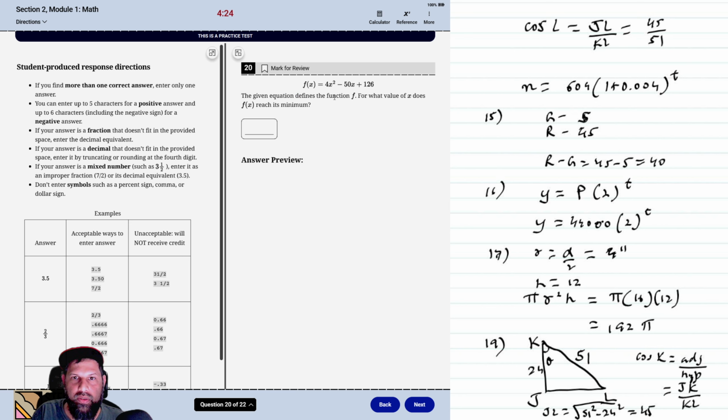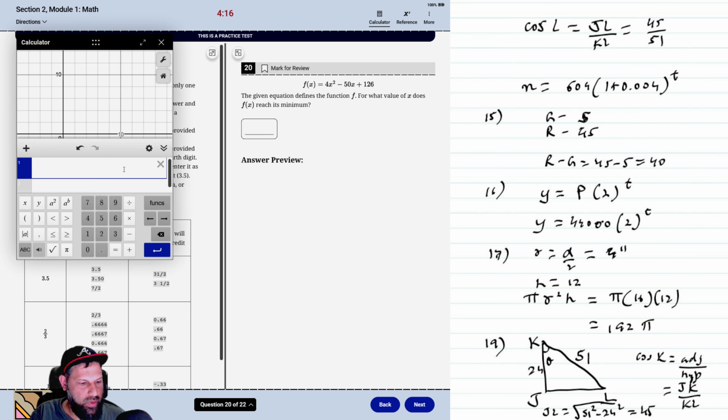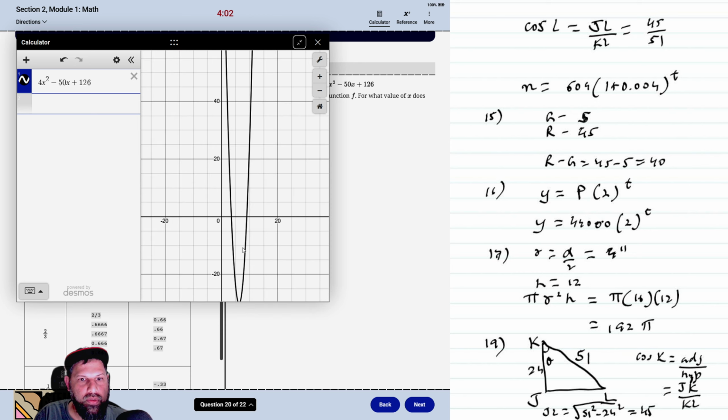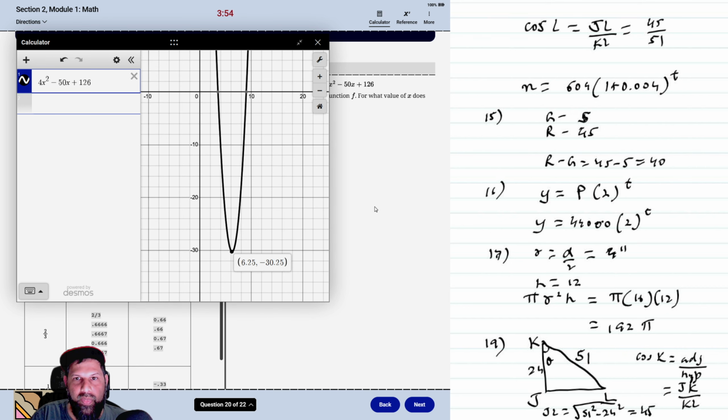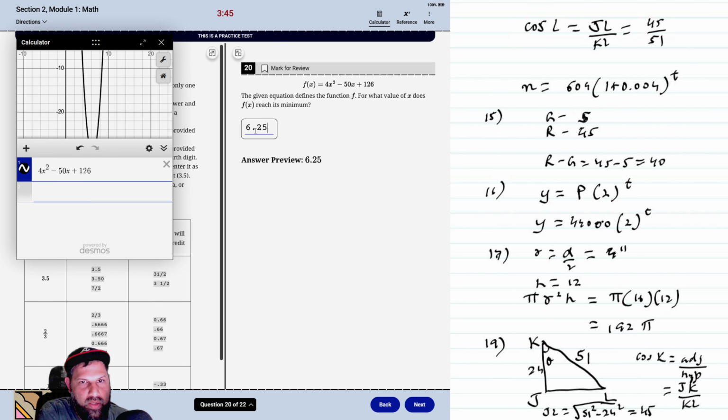We're given an equation, and for what value of x does f of x reach its minimum? Again, we use Desmos. The minimum is going to be at the vertex, so we're looking for the vertex of x squared minus 50x plus 126. Then we zoom out and see where the vertex is. That's where the minimum occurs, and the minimum happens at x equals 6.25. So we'll say 6.25 here.